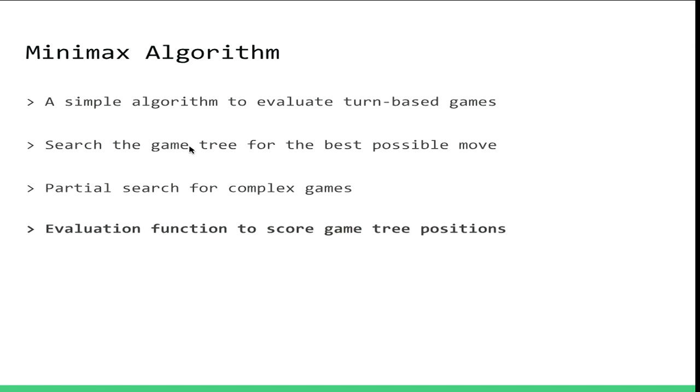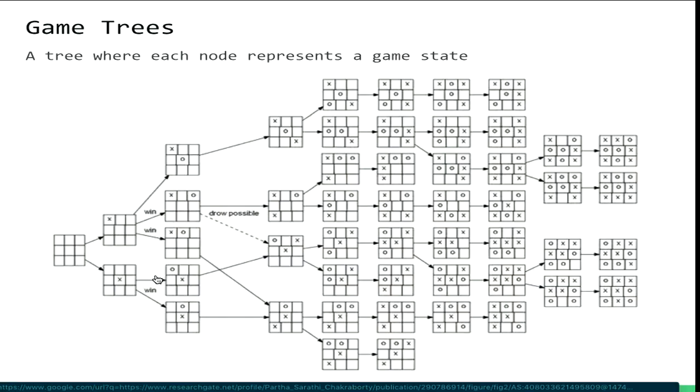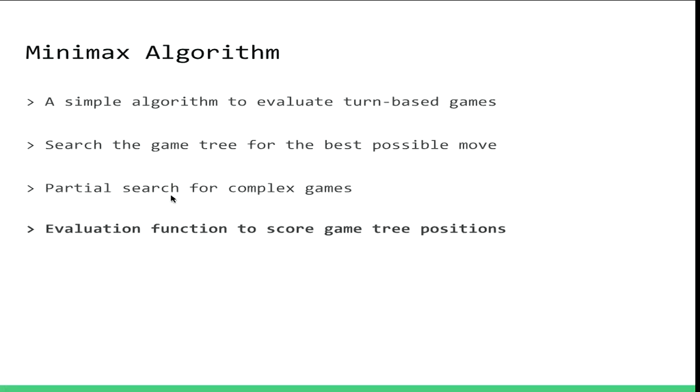So you will search the game tree for the best possible move, the next best possible move. For games like tic-tac-toe, there is this idea of branching factor. You go back here, and it will branch out 9 times. But for games like chess or Go, the branching factor is extremely high, so you might want to do a partial search rather than go all the way to the end. The evaluation function to score the game tree positions is what gives each game state its score.